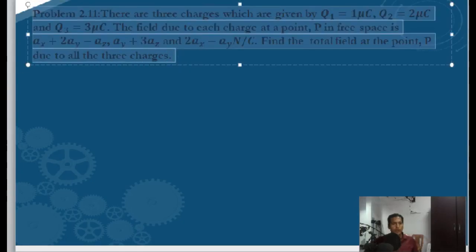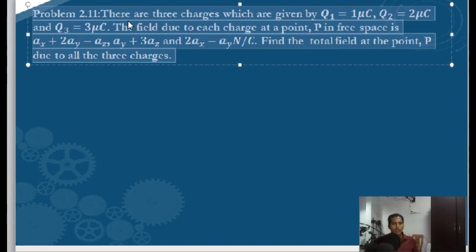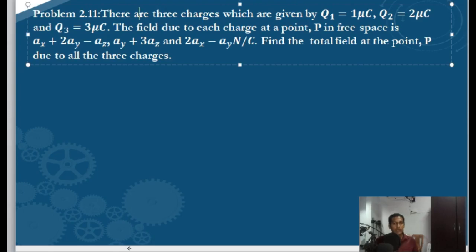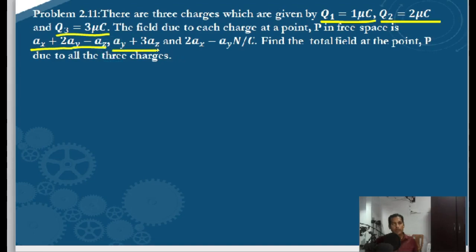Now in the next example we can see there are three charges. The values of the three charges are given. Q1 is 1 microcoulomb, Q2 is 2 microcoulomb, Q3 is 3 microcoulomb. The field due to each charge at a point P in free space is Ax plus 2Ay minus Az, second one is Ay plus 3Az, third one is 2Ax minus Ay newtons per coulomb. We have to find the total electric field due to all these three charges. So let us see one by one.